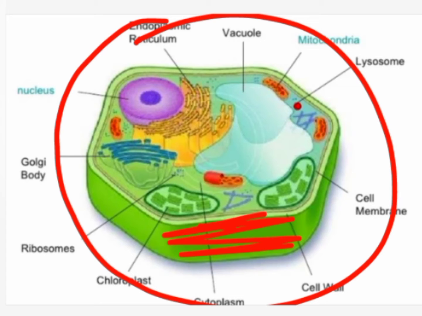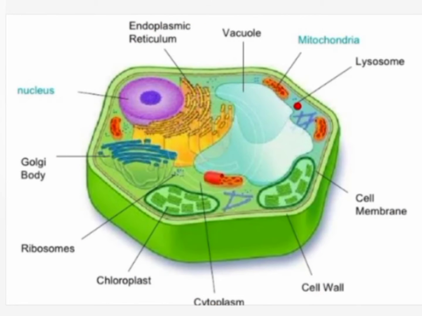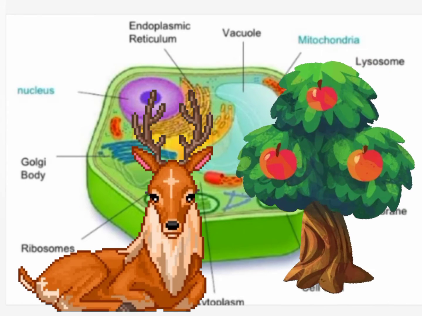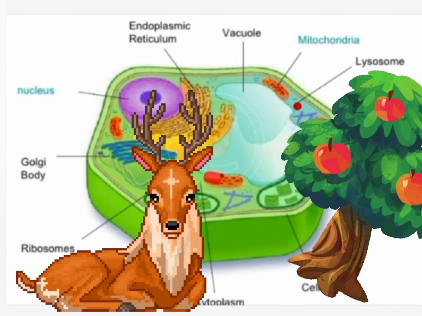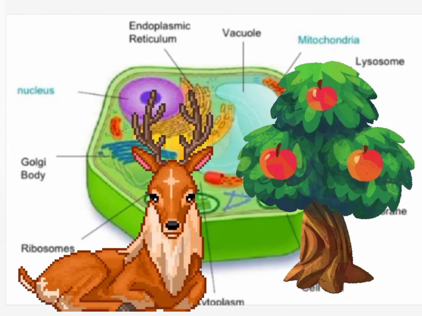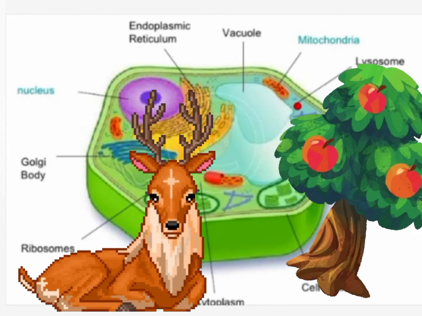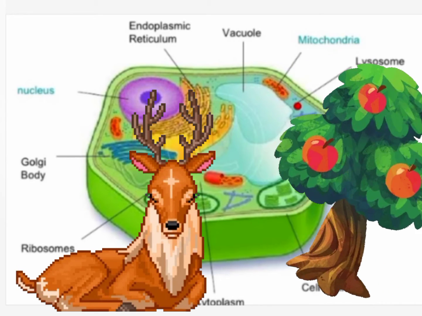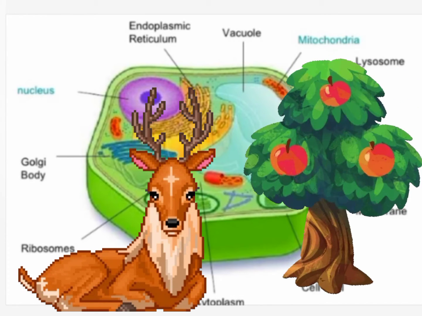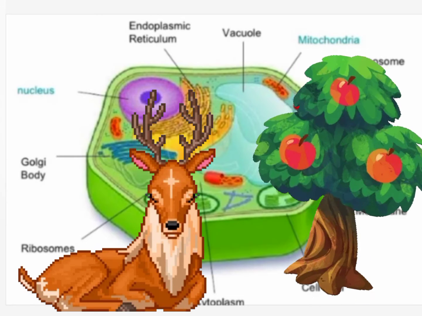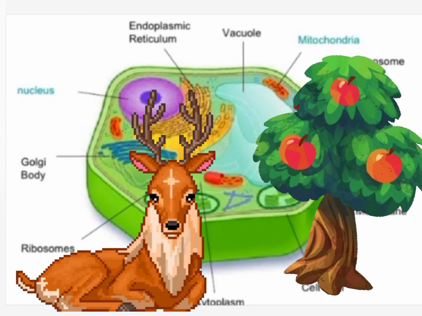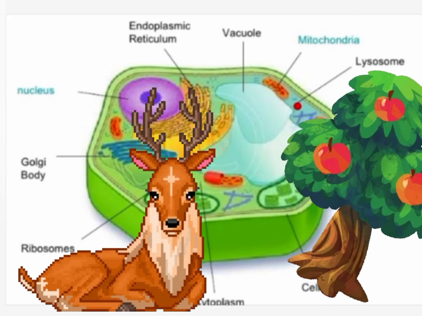Alright, so let me tell you the reason why the cell wall is present only in plant cells but not in animal cells. Because if you see the capabilities of plants and animals, you may come up with one point, and that is, both of them are living, but plants cannot move, they're static, they can't move from one place to the other. But animals can move from one place to the other very easily.